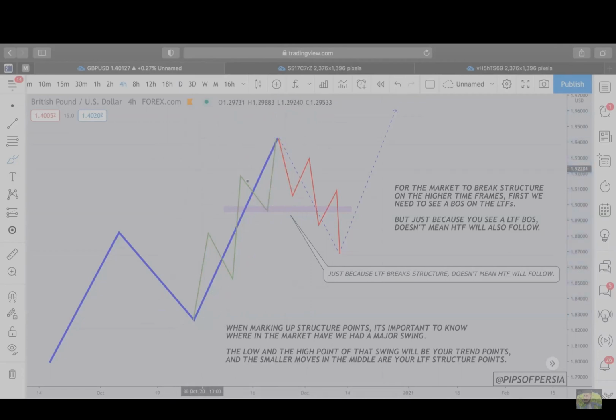And where traders get really confused is when on the lower time frames they see something like a break of structure, where the market has now broken below the lower time frame bullish trend. And this is where things go wrong, because as soon as traders observe this, instantly they consider this a break of structure to the downside, and therefore they expect this to continue going lower.